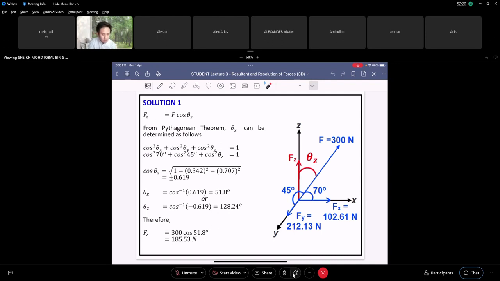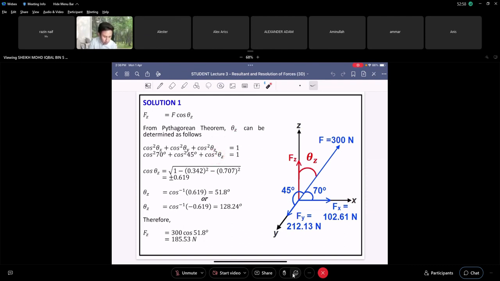So from Pythagorean theorem, theta z can be determined using this equation here, the third equation, right? Cos² theta x plus cos² theta y plus cos² theta z equals 1. We use this formula because we know theta x, which is given, 70 degree here. Theta y is also given, 45 degree here. The only thing that we do not know is theta z, right? So you can use this formula to calculate theta z, right?